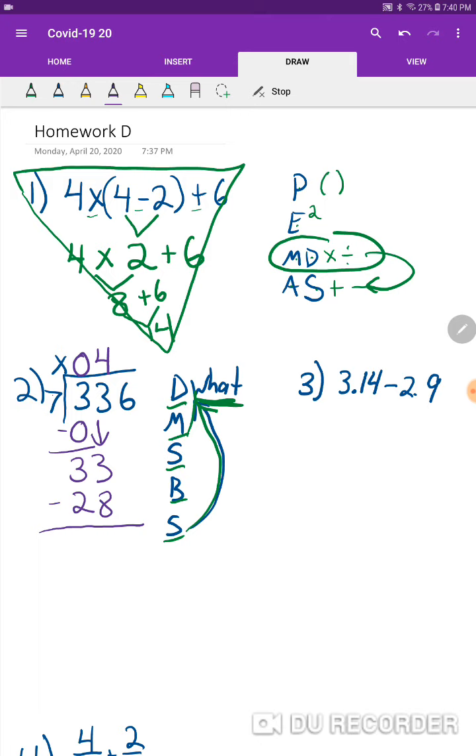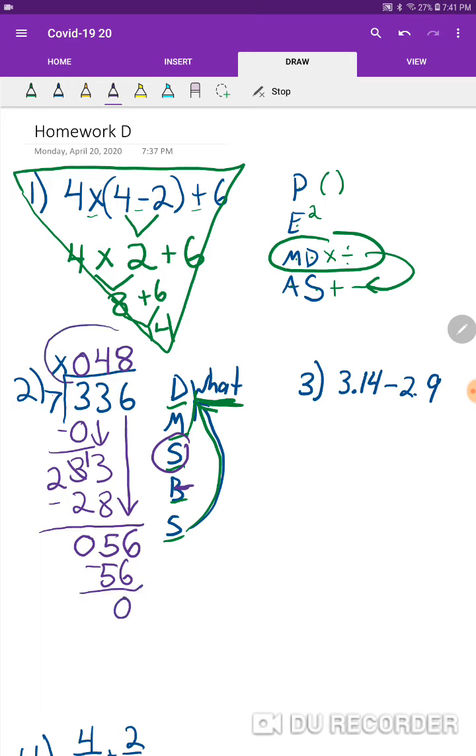What is 33 minus 28? It is not 15. You need to borrow. Cross out the 3, make it a 2. Make the 3 into a 13. 13 minus 8 is 5. 2 take away 2 is 0. What do you do after you subtract? You bring down. So let's bring down our 6 with another long arrow. And you ask yourself, how many 7s are in 56? 8, which is a basic fact. 8 times 7 is 56. Subtract, you get remainder 0. Your answer is 48.